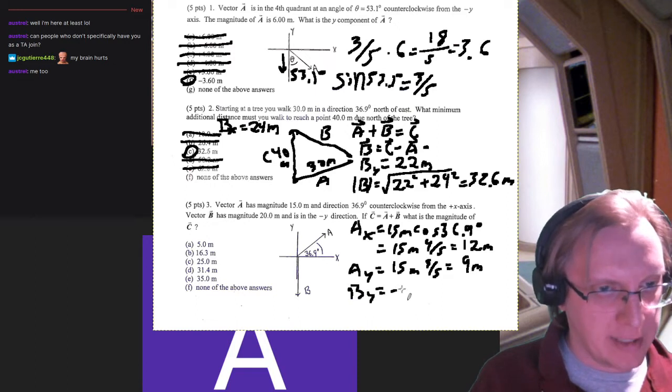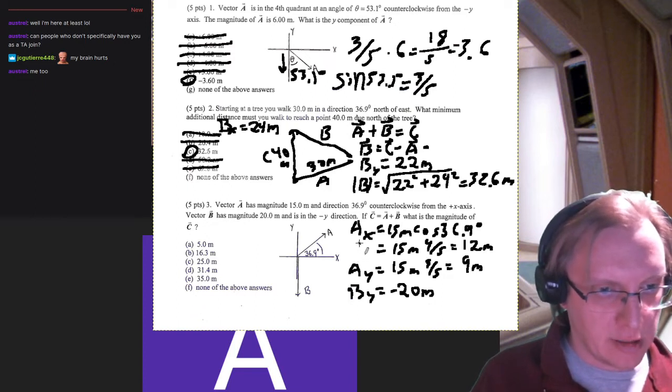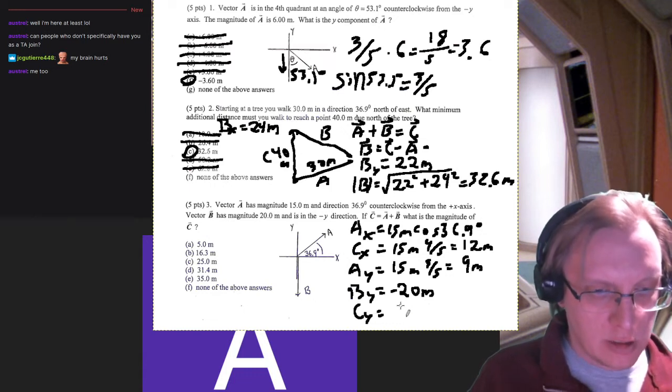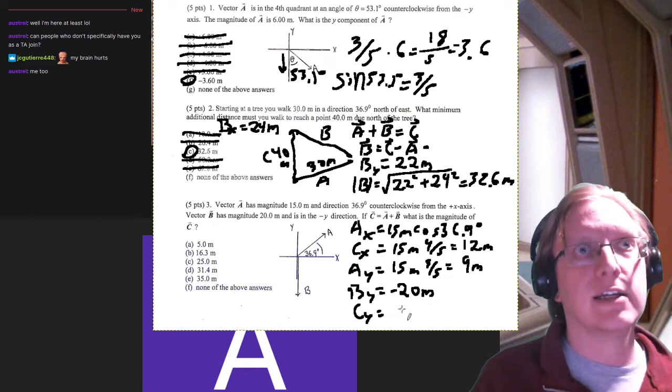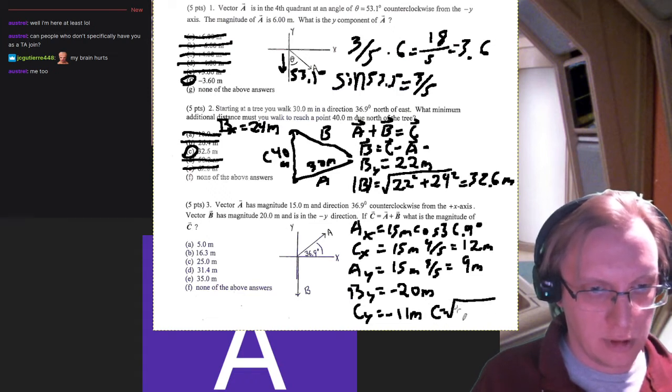BY is equal to minus 20 meters. Now what's the sum? All right, we can do that. Well, this must be our CX here. That's really handy. And then our CY is equal to 20 less 9 is 11, so this is minus 11 meters, which means C is equal to the square root of 11 squared plus 9 squared.